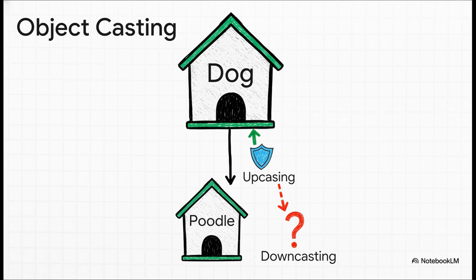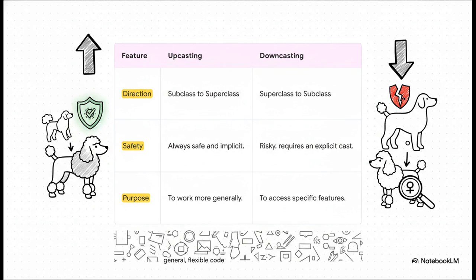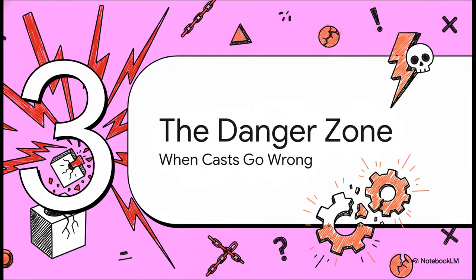Downcasting is the reverse. It's taking an object from the general dog container and trying to say, hey, this is actually a poodle. And that's a bit trickier. This table really breaks it down. Upcasting, going from specific to general, is always safe, and you do this to make your code more flexible, to write a method that can work with any kind of dog, not just poodles. Downcasting, on the other hand, is risky because you're making an assumption. You only do this when you absolutely need to use a feature that only a poodle has, something a generic dog doesn't.